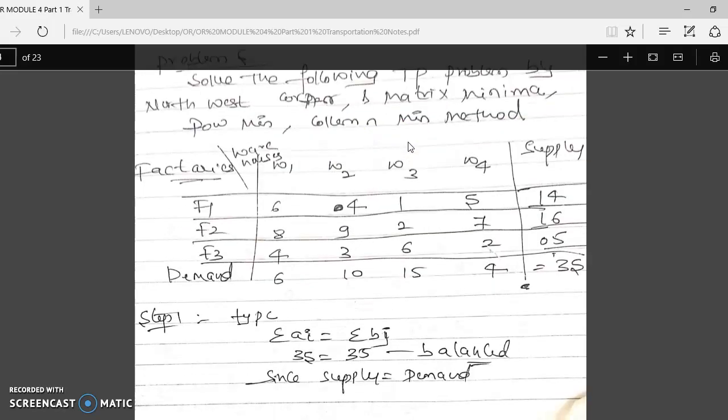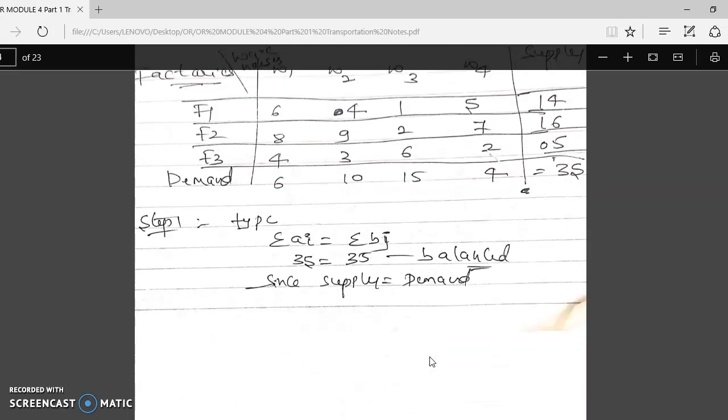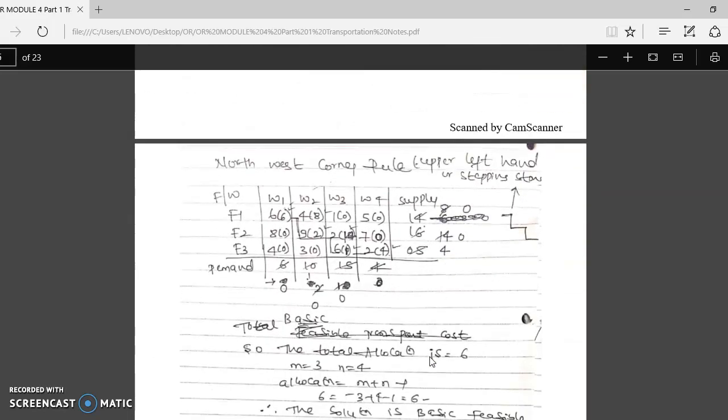So, first example is here. In the first example, we have to check that the given example is balanced or not. So, how to check it? Add all the supply, that is equal to 35. Here, summation of supply is 35. Similarly, add all the demand, which is equal to 35. So, both supply and demand are equal. It is balanced one. Then go for the next step.